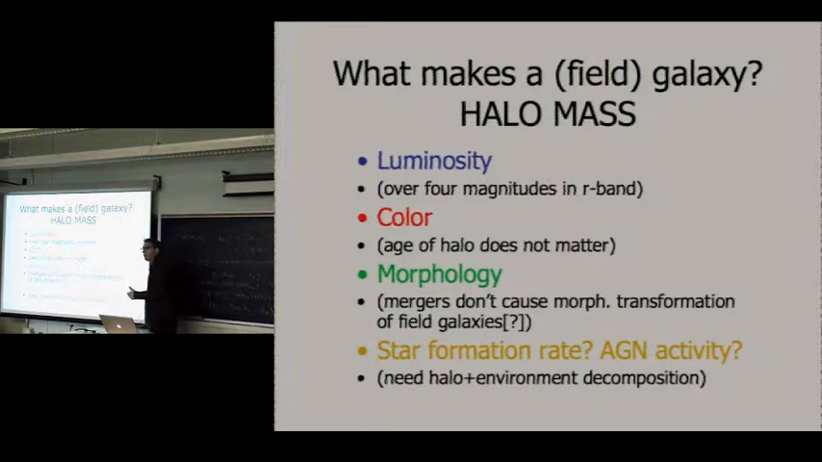Now, I have the question mark here because I haven't done the actual statistical comparisons yet, but it's work in progress. Once we're done with that, the next thing to do is to go on to other properties which people claim correlate with environment very strongly, such as star formation rate or AGN activity. But unless you actually do this decomposition, like taking out the effect of halo mass and how the halo mass function changes with the environment, you can't actually quantify how these properties truly depend on the environment in which the halo formed. So that's the first part of my talk. Are there any questions about that before I move on to the second part?